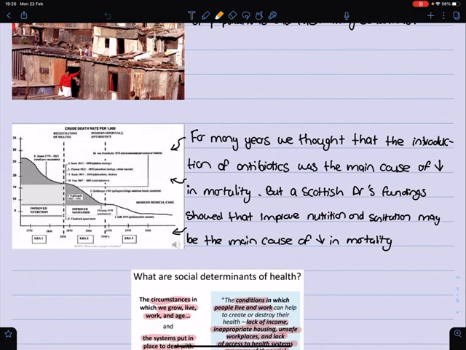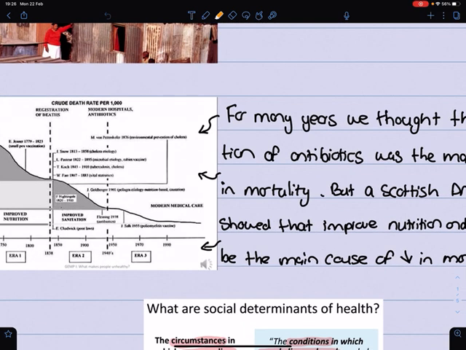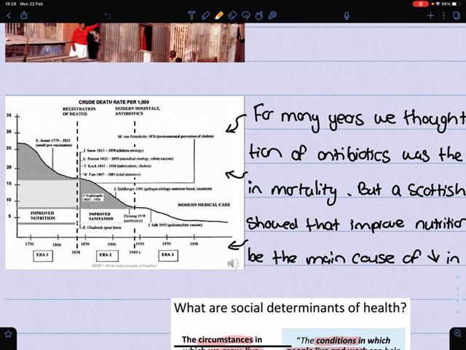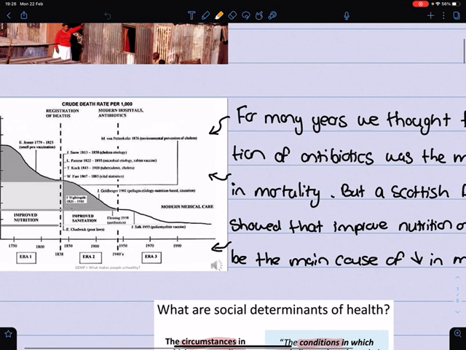Also, for many years we thought that the decrease in mortality rate was directly correlated to the use of antibiotics. But there was a Scottish doctor whose findings showed that improved nutrition and sanitation might be the main cause of the decrease in mortality. As you can see, improved nutrition, improved sanitation, and then the antibiotics were used.